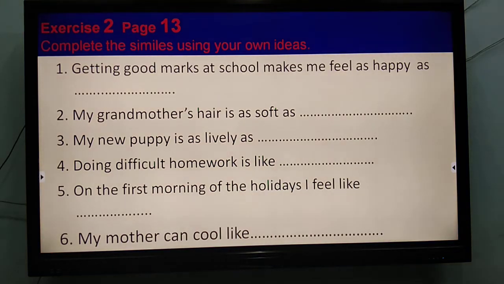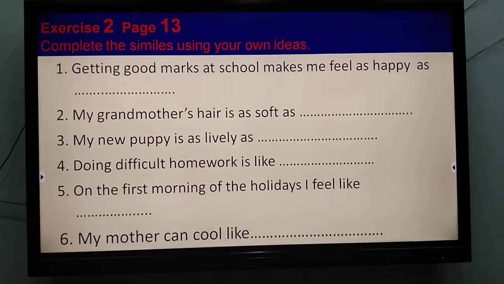Exercise 2, page 13. We have seen similes. Now you have to complete the similes using your own ideas. Yes, not completing the similes, you have to complete the sentences using your own ideas and making your own similes. Getting good marks at school makes me feel as happy as what? Imagine and think. All right? Makes you feel as happy. Is there any other thing that you see around that looks very, very happy? You can put it there.